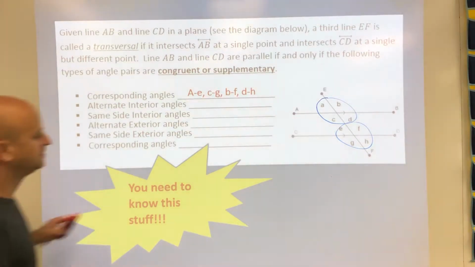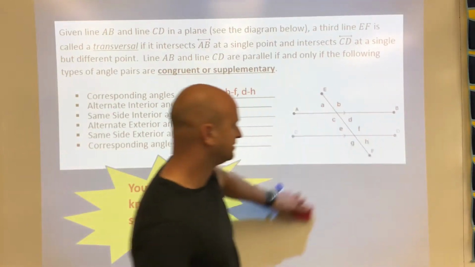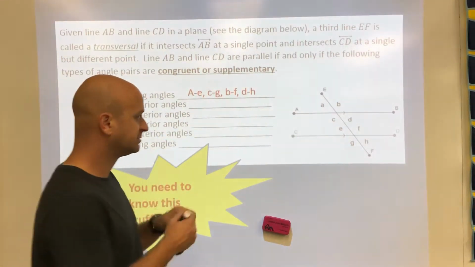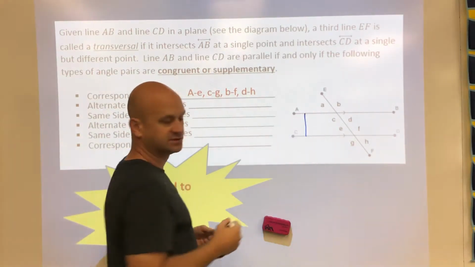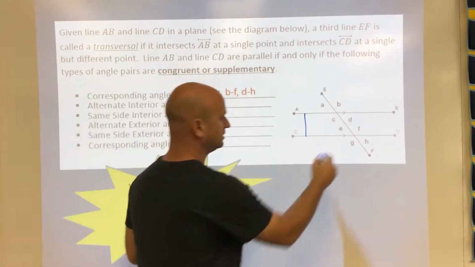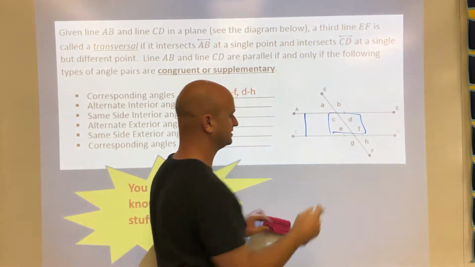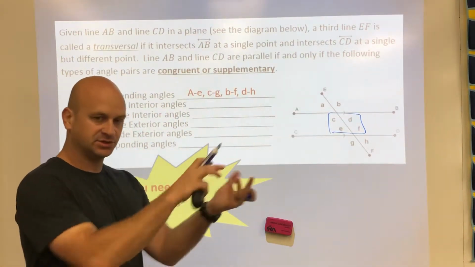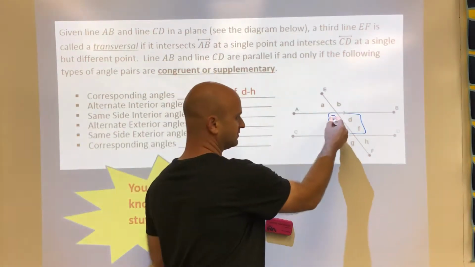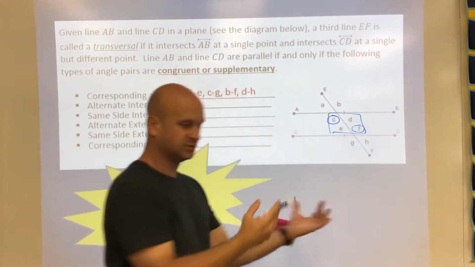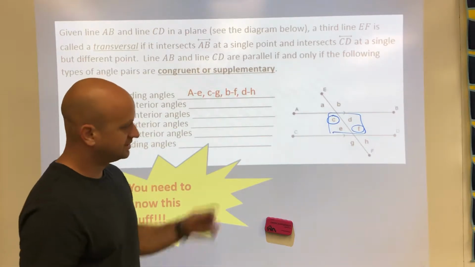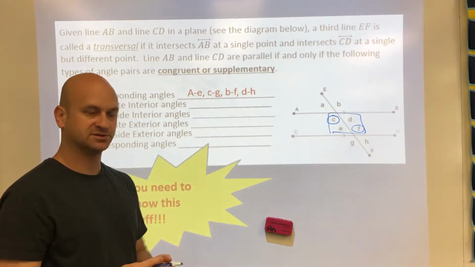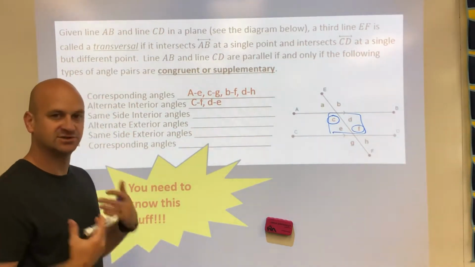All right, the next one is alternate interior angles. The word interior refers to the space between the two parallel lines. That's interior. So in this case, these are your 4 interior angles right here. Now, alternating is going to be, for example, C and F are going to be alternating. And then that means D and E will also be alternating. So those are the alternate interior angles.